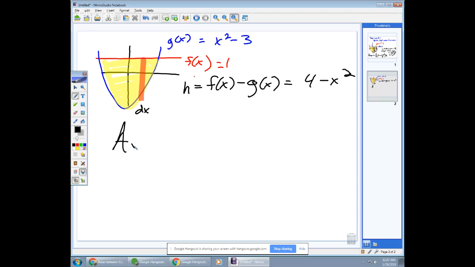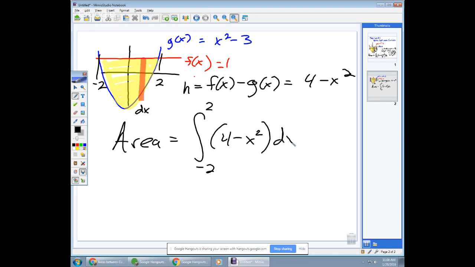So then we get that the area is the integral, and here I'm going from -2 to 2 again, -2 to 2 of my height, 4 minus x squared. My width is now called dx.